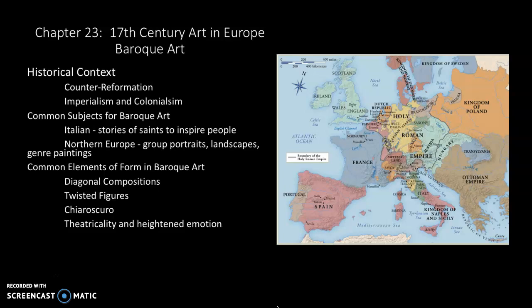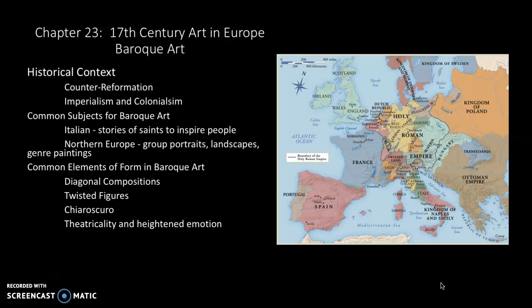For chapter 23, we are looking to the 17th century in all of Europe, and I'm going to first focus here on Italy. And this historical context for Italy is still definitely the Counter-Reformation, this kind of reinvigoration of the church in the face of millions leaving for new Protestant approaches to Christianity.